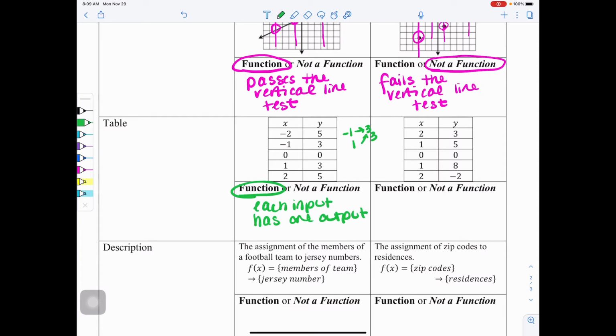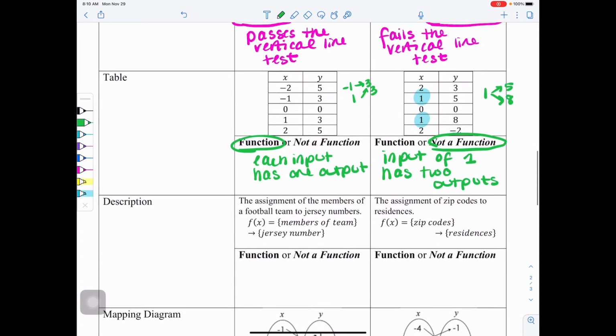When we look at the other side, I do see repeated x values. I have a 1 here and a 1 here. And if I actually draw that out, that means 1 is going to 5, and it's also going to 8. So I can see an input of 1 has 2 outputs. So this is not a function. We had a repeated x, which means an input of 1 has 2 outputs. So that would be not a function.